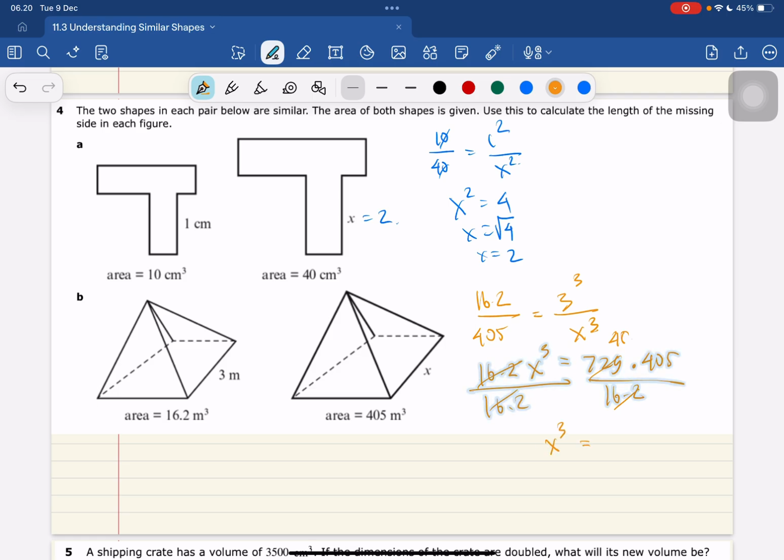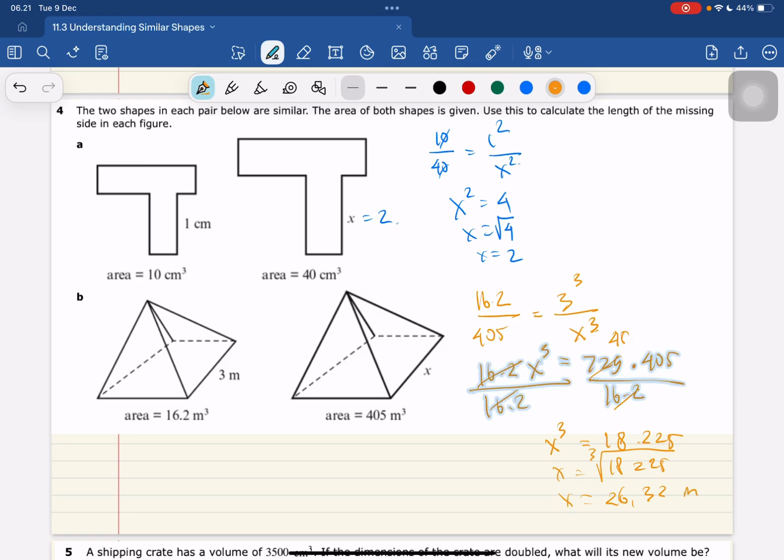We multiply by 405. It's going to be 18,225. So we just take the cube root of it. So x is going to be the cube root of 18,225, which is x equals 26.32. Yeah, 26.32 meters.